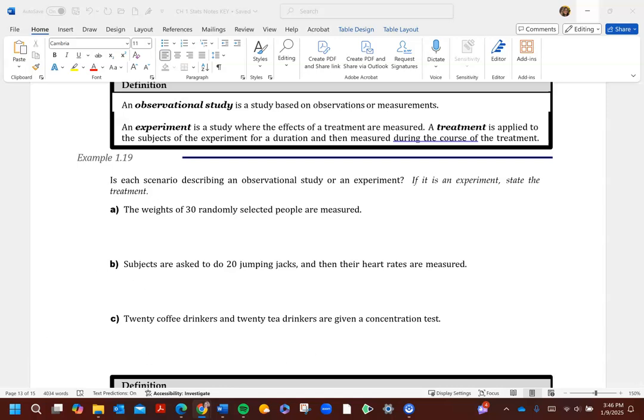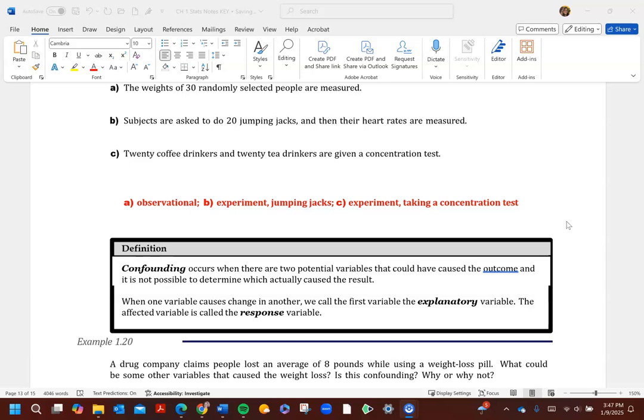Just pause the video. The answer to A is observational, so we're just measuring. B is experiment, they're doing the jumping jacks. And C is experiment, and they're taking the test.